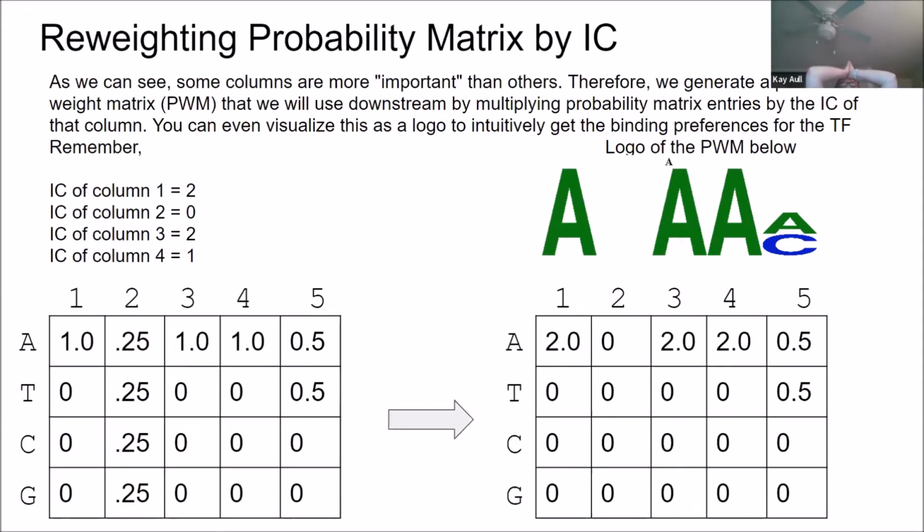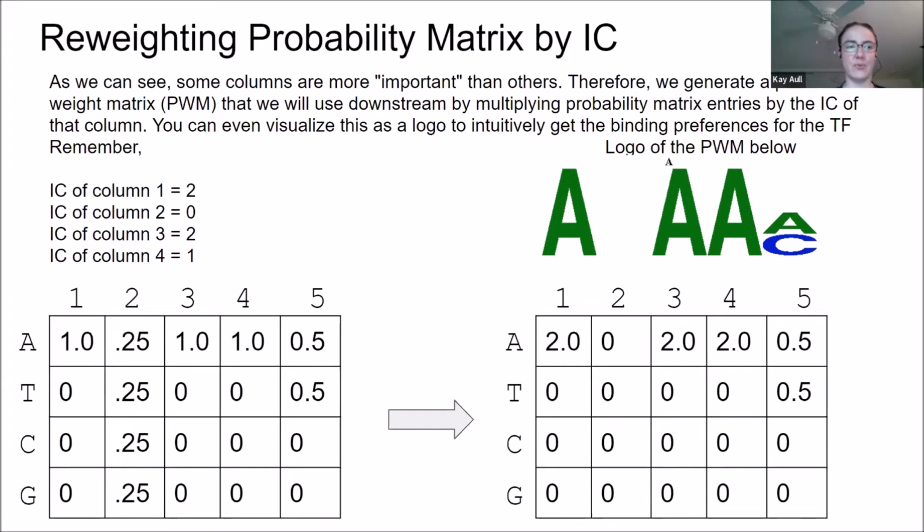And so now we can get our probability matrix and reweight it by information content. We have the idea that some columns are more important than others. And so now we can generate our position weight matrix. And this is a thing that we can use in order to score potential motifs, to see how well they match.